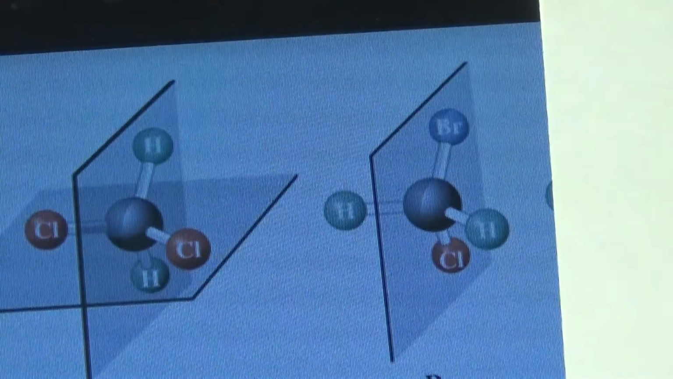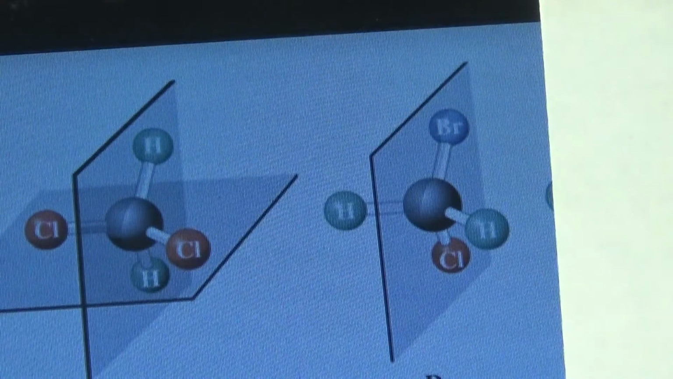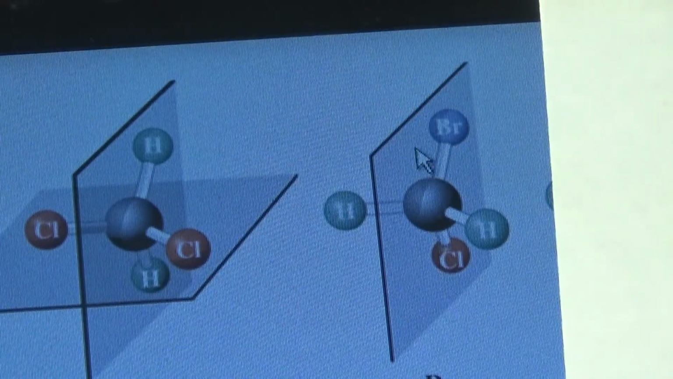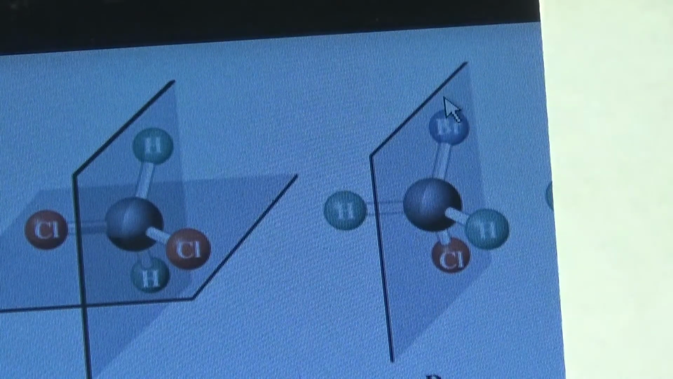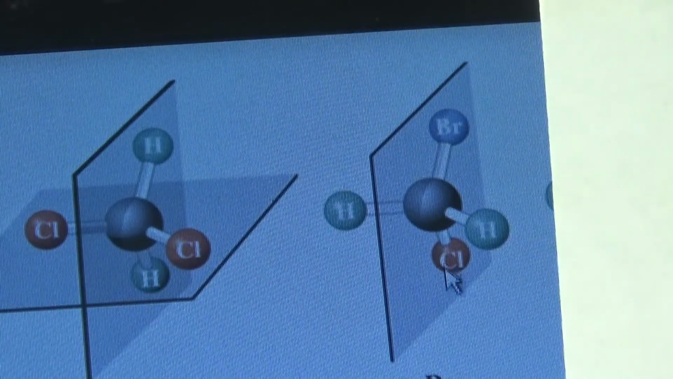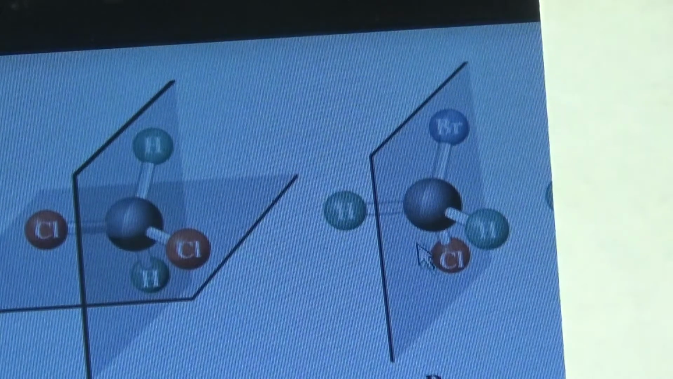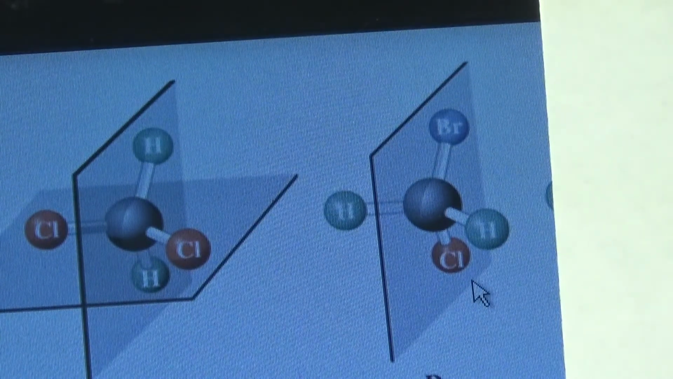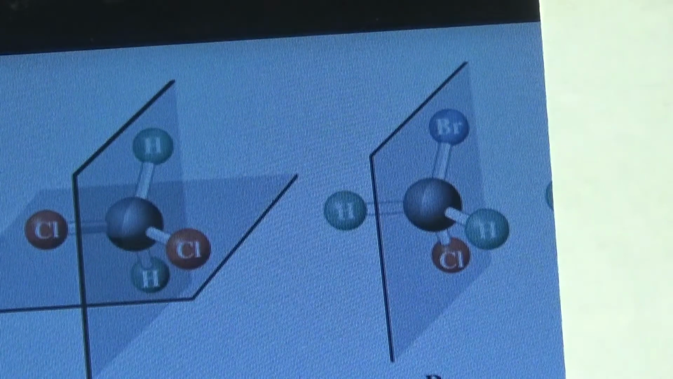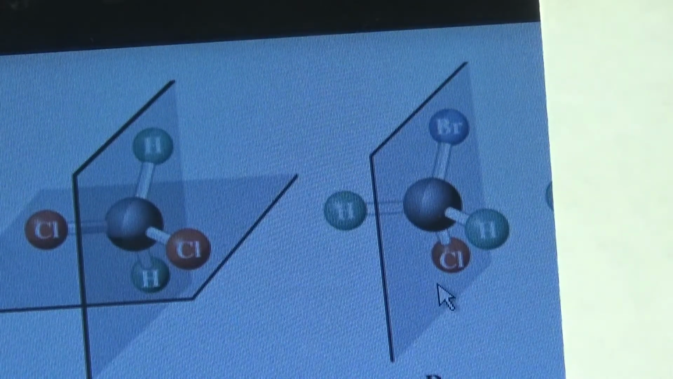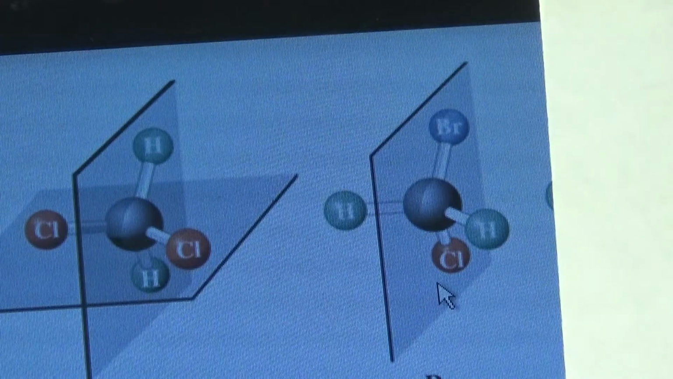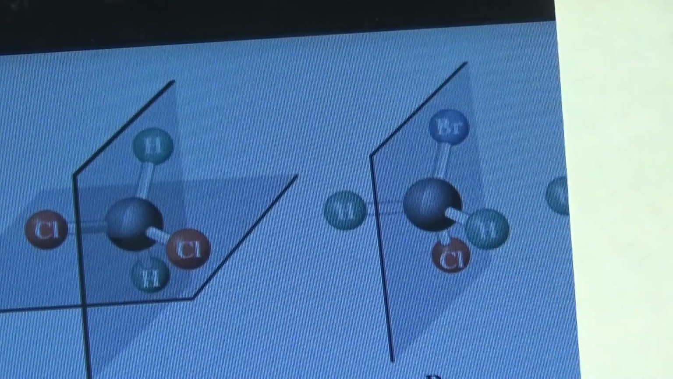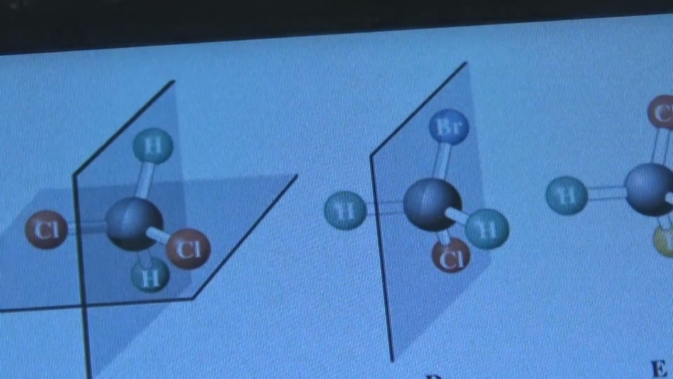Alright, so what about if you have 3 unique things? 2 H's, a bromine, and a Cl. Well, there we can see another plane of symmetry, right? That slices right through the bromine and slices right through the chlorine. And then the left mirrors the right. Is it a chiral or achiral molecule? The answer is achiral, the same. It's got a plane of symmetry. If you've got a plane of symmetry, you have an achiral molecule.